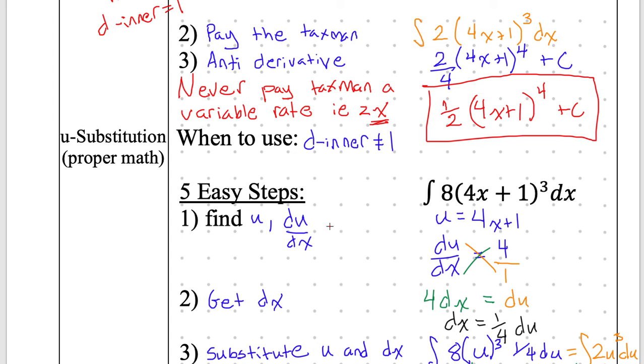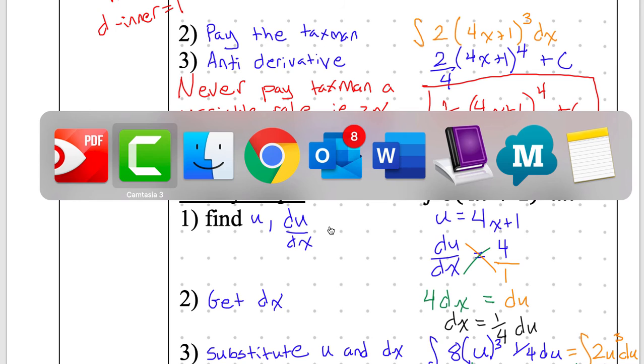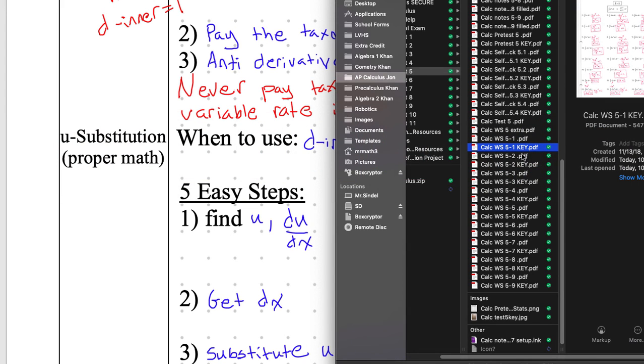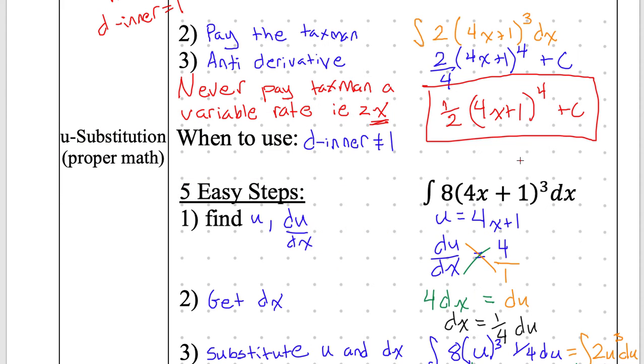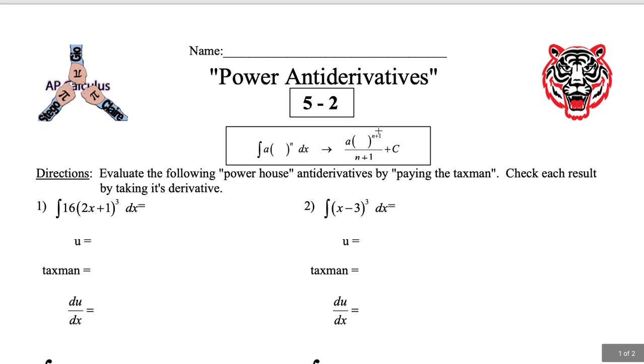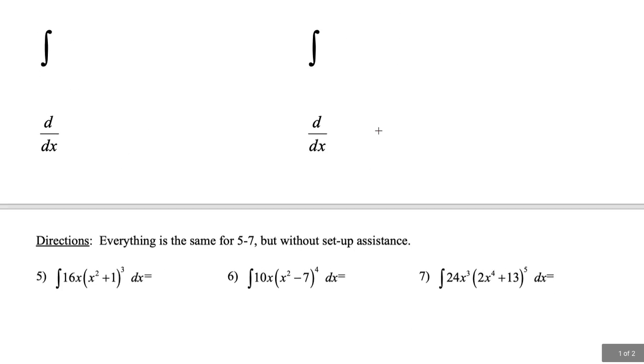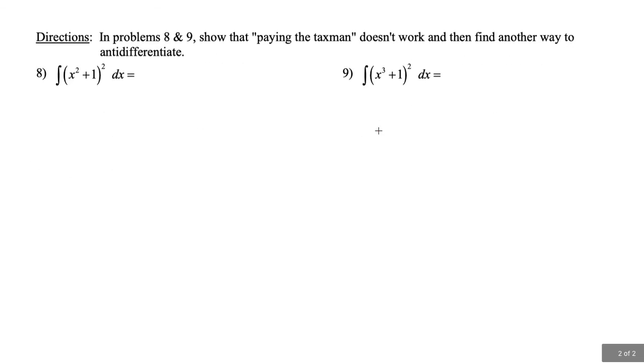How does it break? I think we see an example in our homework. Let's pull that up. I'll help you on the first few problems on the homework. Worksheet 5-2. So let's see something that breaks it. Number 8. Number 8 will break taxman, because paying the taxman will not work because you're paying him a variable rate.